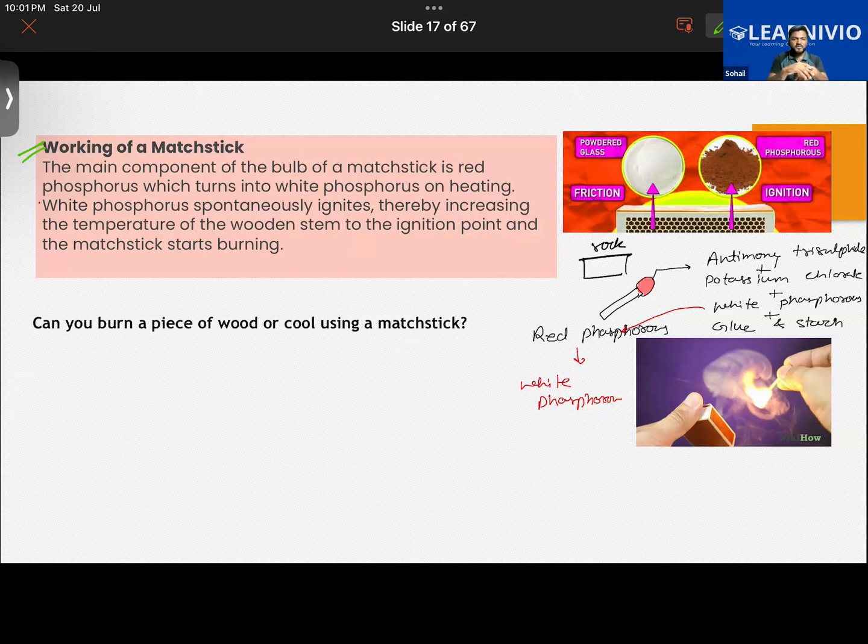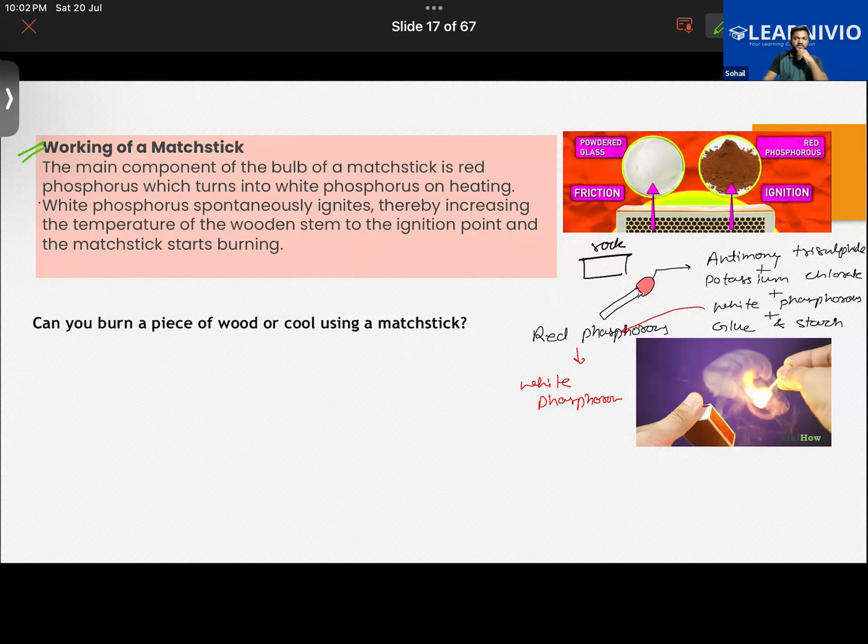So what do we observe here? The main component of the head of the modern matchstick is basically red phosphorus. Upon striking it against the rough surface, the phosphorus would be converting into white phosphorus, right? And this white phosphorus would be spontaneously burning. It will ignite, and thereby the temperature would be increased. It would be sufficient for this wood to catch fire. So the wood will also catch fire, and hence the matchstick starts to burn in this manner. Did you understand this concept?